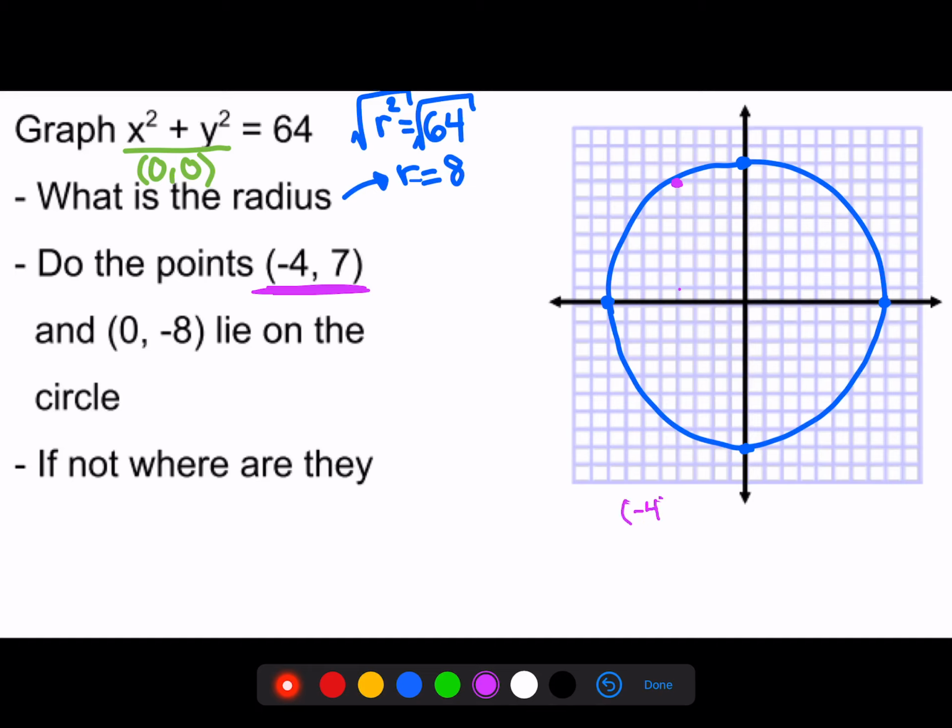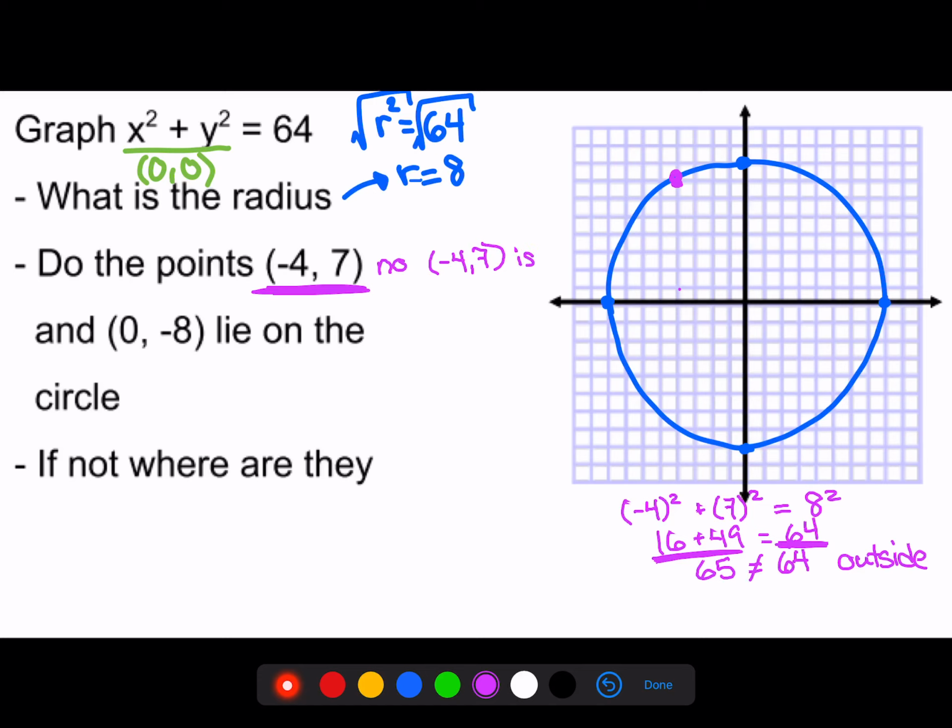So we have -4 squared plus 7 squared, and we want to know the relation to the radius squared, 8 squared. So we now have 16 plus 49 equals 64. Well, 16 plus 49 is 65. That does not equal 64. So therefore, since a squared plus b squared is greater than our radius squared, this point is outside the circle. So no, -4, 7 is outside the circle.